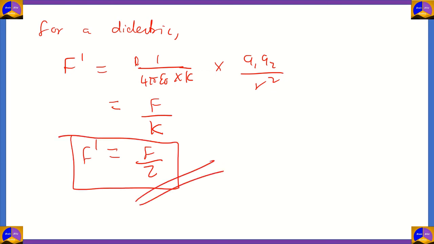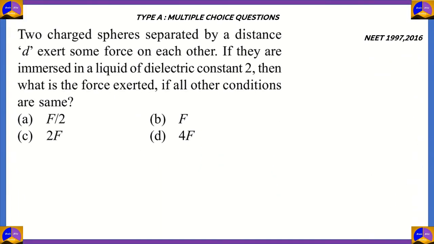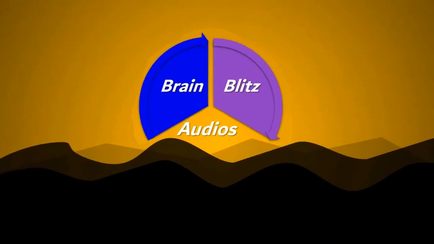So if a dielectric constant of 2 is acting on two charged spheres in this question, then the force is decreased by half. Therefore, if you look at our options, you can see that option A is the correct option. So that concludes this episode of NEET JEE-Main.